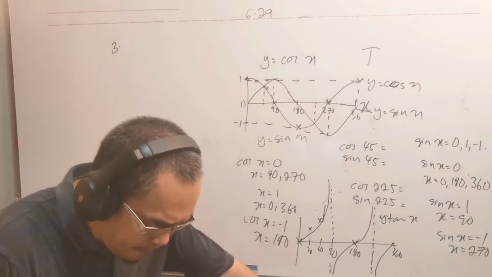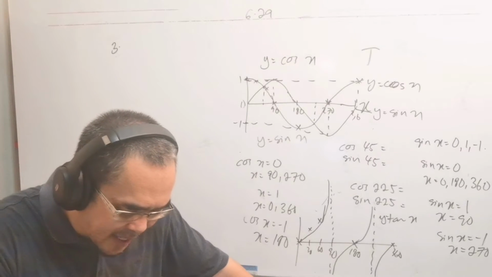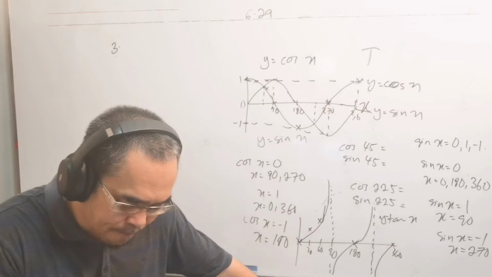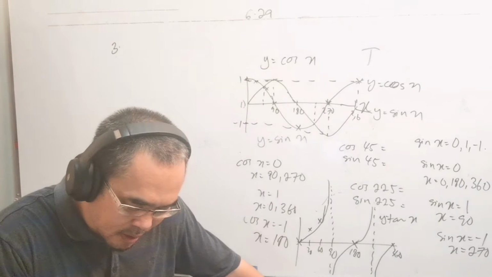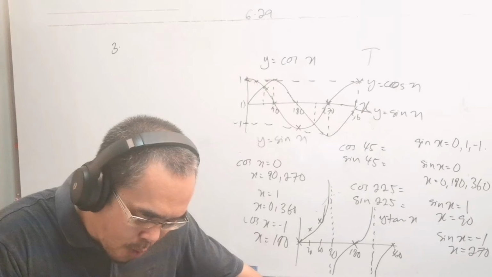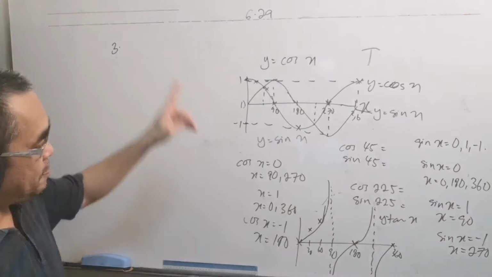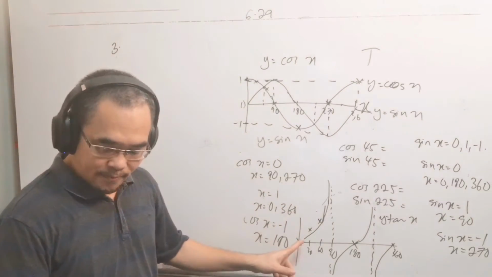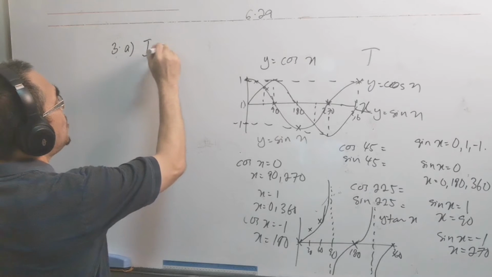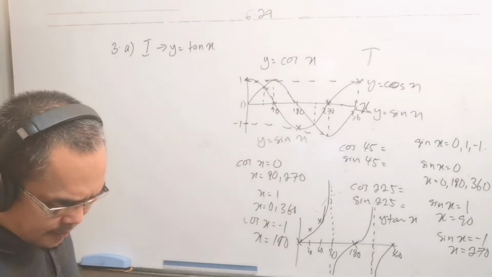Okay, let's go to question number 3. The diagram on the right shows trigonometric graphs for angles between 0 and 90 degrees. A. Identify the equation for graphs 1, 2, and 3. This is only the part between 0 and 90. So graph 1, which one is 1? The one from 0 going up. So that is the tangent. The first one is y equals tangent x.